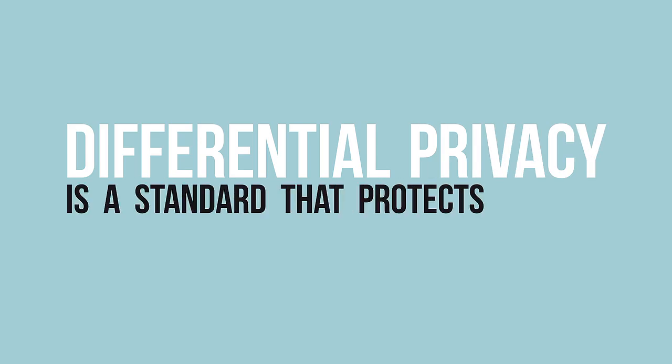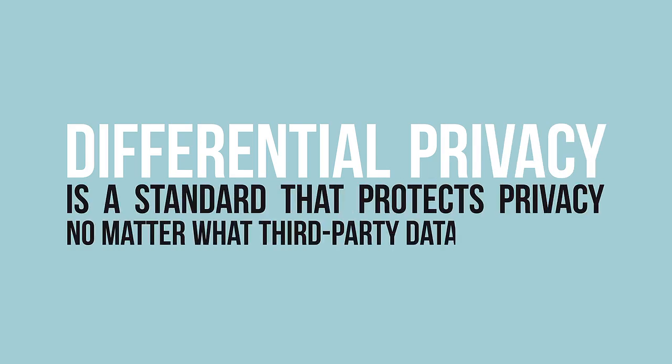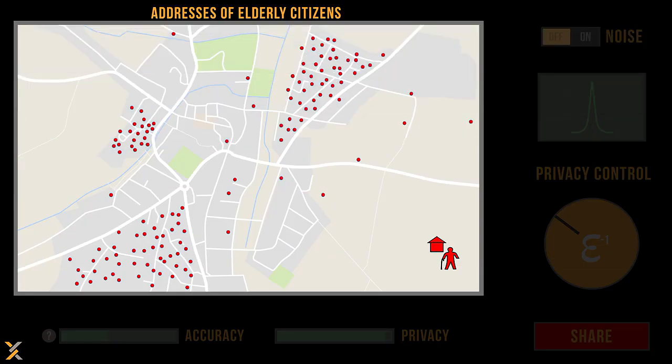Simply put, differential privacy is a standard that protects privacy no matter what third-party data is available. It does so by strictly limiting what it's possible to learn about any individual in the dataset. Let's see how this works. Alicia wants to share this data with outside consultants who are drafting evacuation plans for the region. To evacuate the elderly, they'll have to estimate the number of buses needed and where they should go. But first, she must privatize the data.